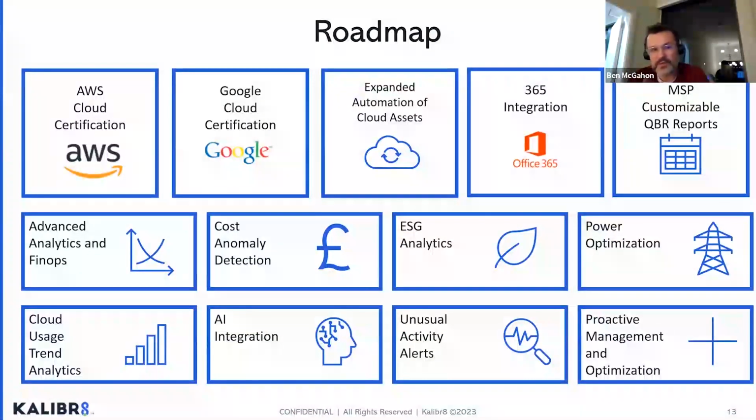Within our roadmap, we've AWS and Google coming, and Alibaba probably early next year. Expanded automation of cloud assets, 365 integration. We're going to have a more advanced and continuous development of analytics and FinOps, cost anomaly detection, as I touched on, power optimization, as I touched on, and AI integration within this. And to me, AI in our platform, in our world, is proactivity, right? Proactively serving opportunities to optimize your customers' environments.